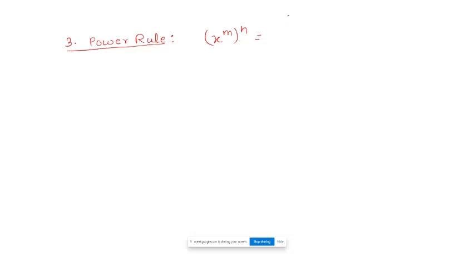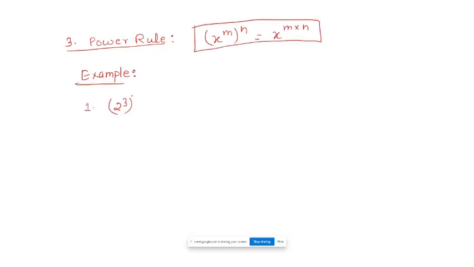We're going to have some examples. Suppose I have the first example: 2 to the power of 3, to the power of 2. What will happen in this case? It will be 2 to the power of 3 times 2. Understand? It will be 2 to the power 6. Last time, when you had 2 to the power 3 times 2 to the power 2, it was 3 plus 2. But here we have the power rule: 2 to the power 3 to the power of 2 is 3 times 2, so 2 to the power 6.